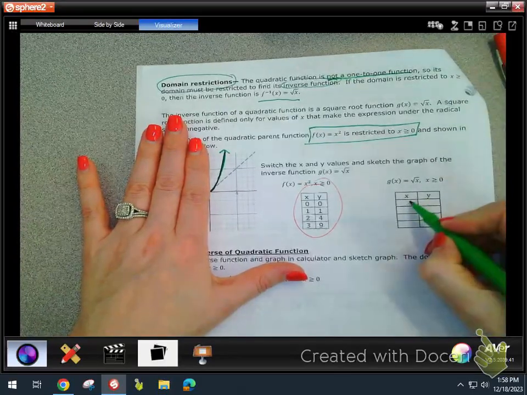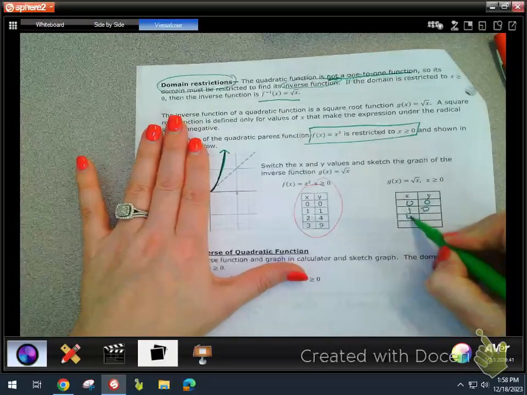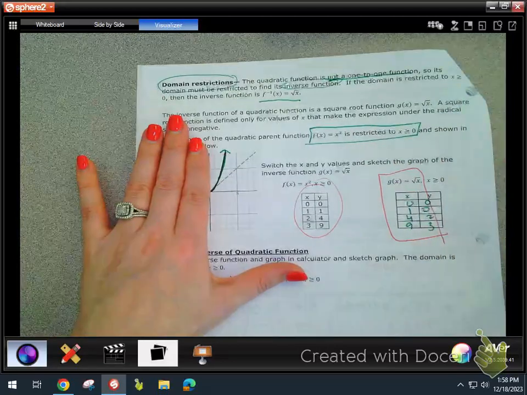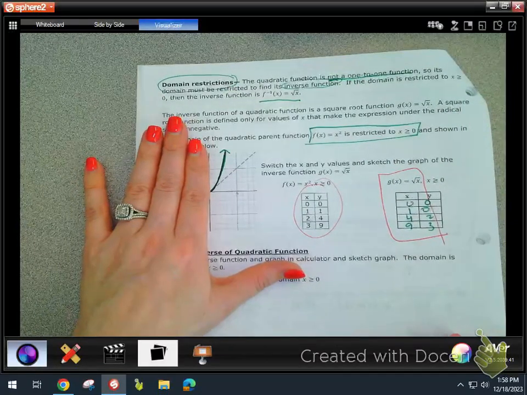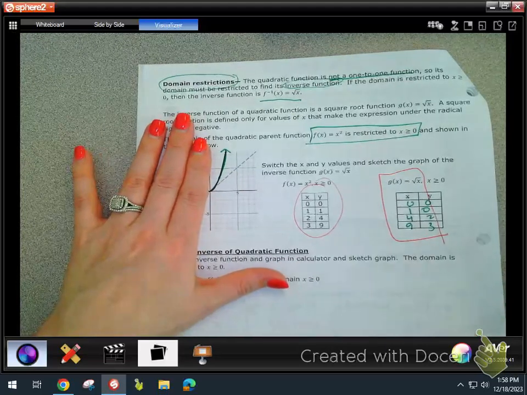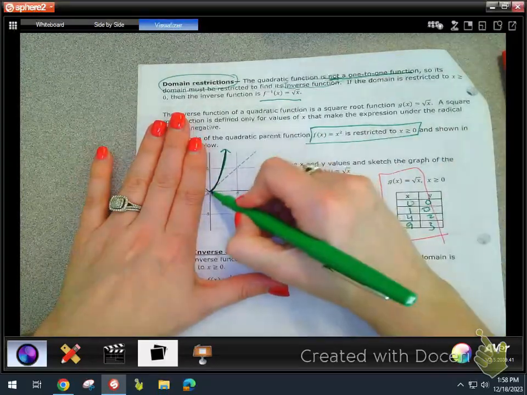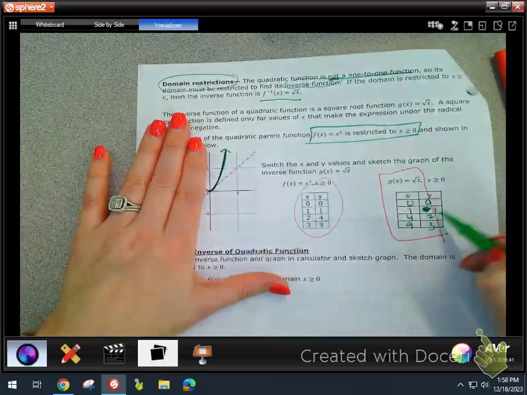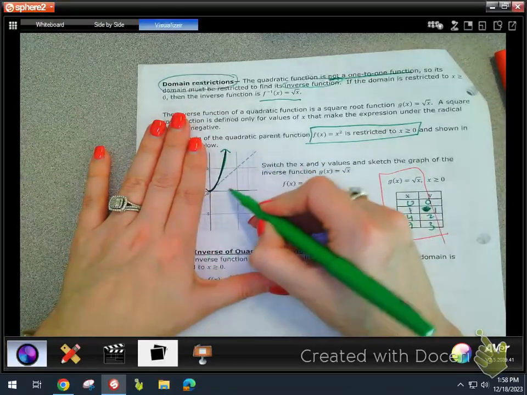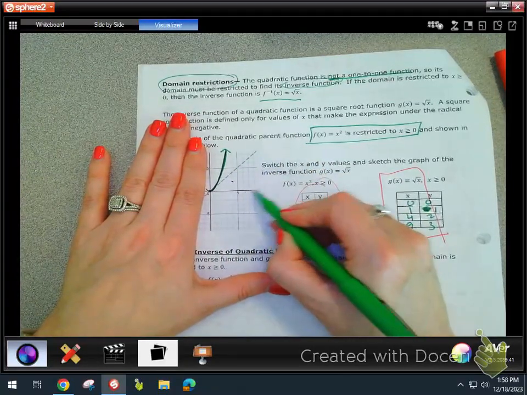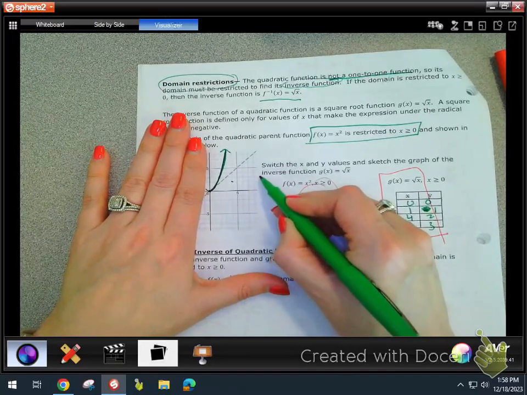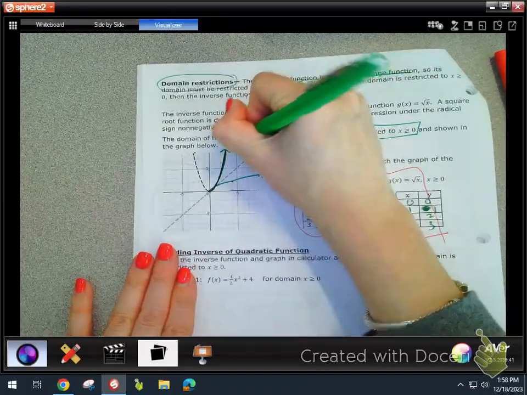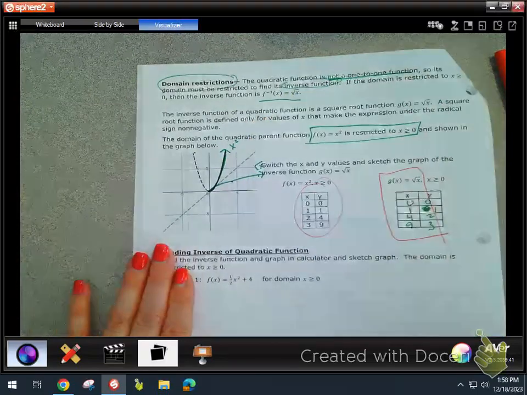So my inverse would be 0, 0. I'm going to switch these x and y's. 4, 2, 9, 3. If you recognize, these are the key points of the square root function that we transformed 2 classes ago. And that graph I will draw right here. 0, 0. Oh, I'm sorry, I didn't mean to write 1, 0. I meant to write 1, 1. 4, 2, 9, 3. And so this will be the inverse here. So this is x squared, and this is square root x.